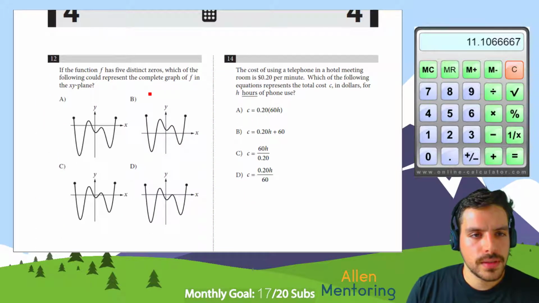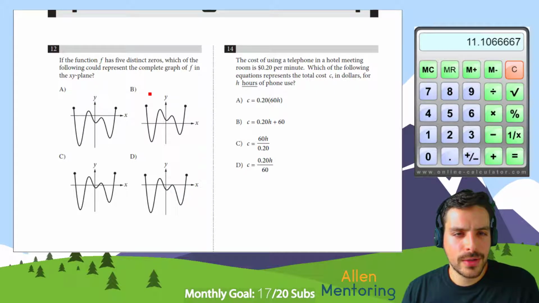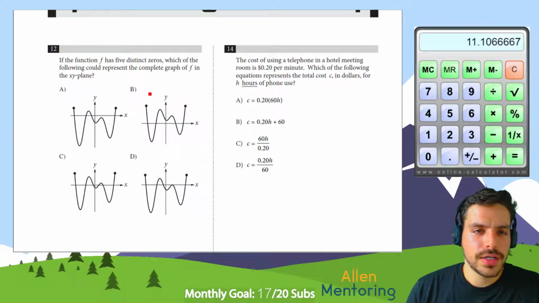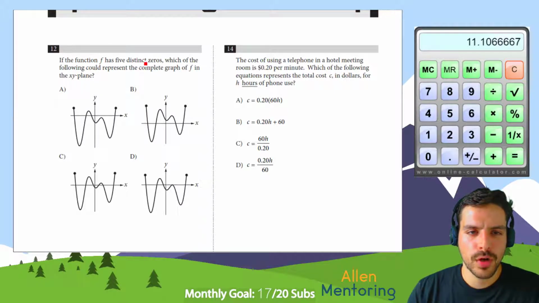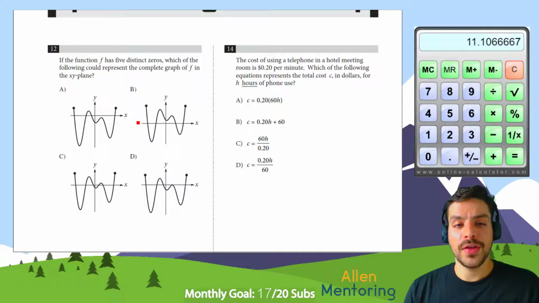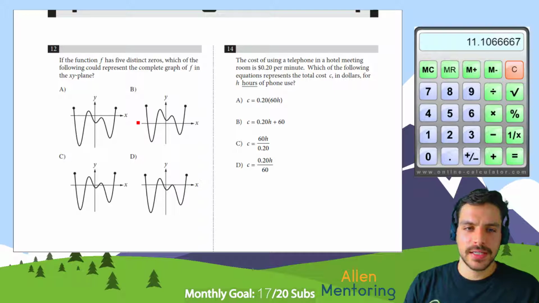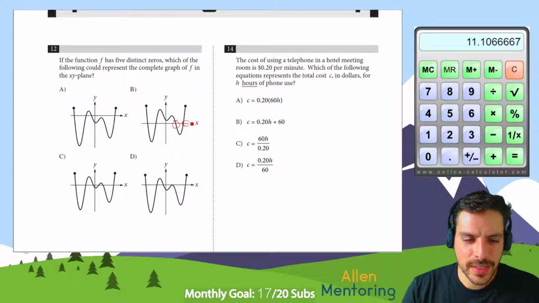Number 12. If the function f has 5 distinct zeros, which of the following could represent the complete graph of f in the xy plane? All right, so really all this is testing is if we know what zeros are. What are zeros? Well, zeros are where the graph goes through the x-axis. Okay, so here's an example of a zero right there and right there.